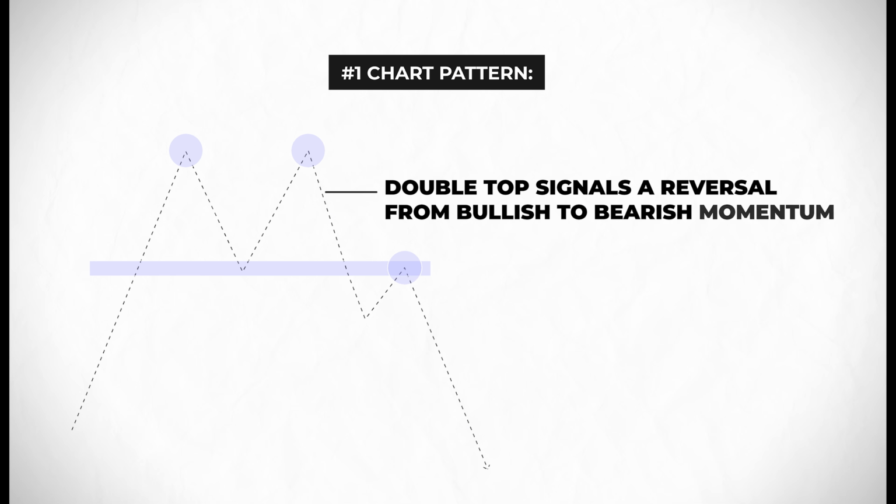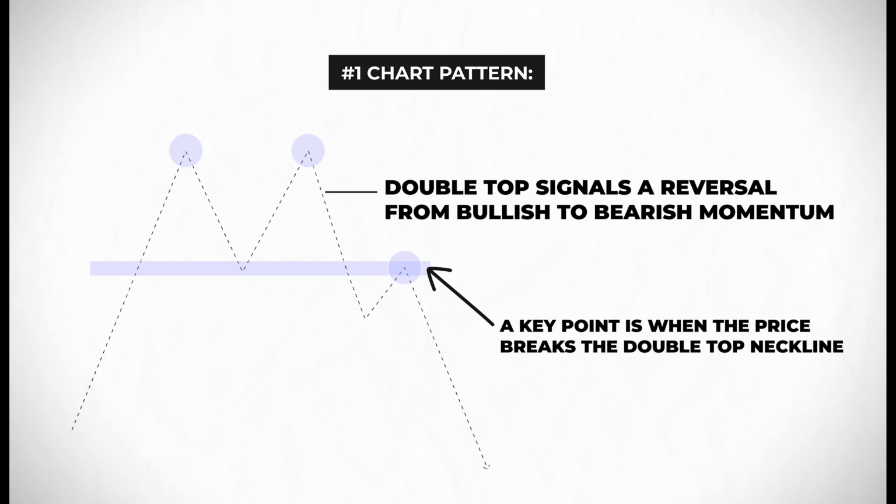So this pattern usually signals a potential reversal from bullish to bearish momentum, but the key moment for the double top is when the price breaks below the neckline. This break below the support level confirms the pattern and suggests that the sellers are now gaining control.